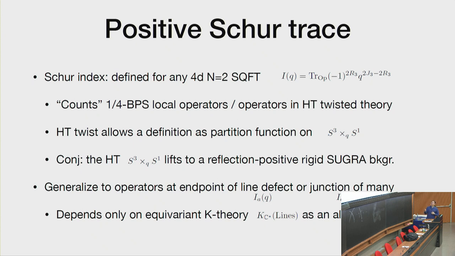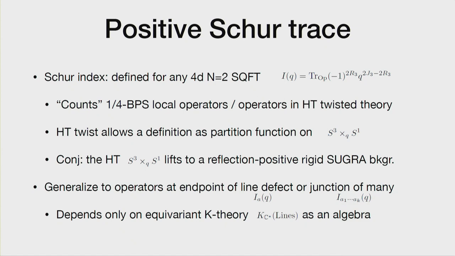Now, the Schur index is a power series in this parameter Q, but it actually comes with a lot of cousins. So if you take any BPS line defect in your theory, you can count the operators that live at the end of the line. If you take multiple line defects, you could count local operators that live at the junctions between all of these lines. So you get a whole bunch of power series in Q. They really depend not so much on the choice of line defect as on the choice of K-theory class of the line defect.